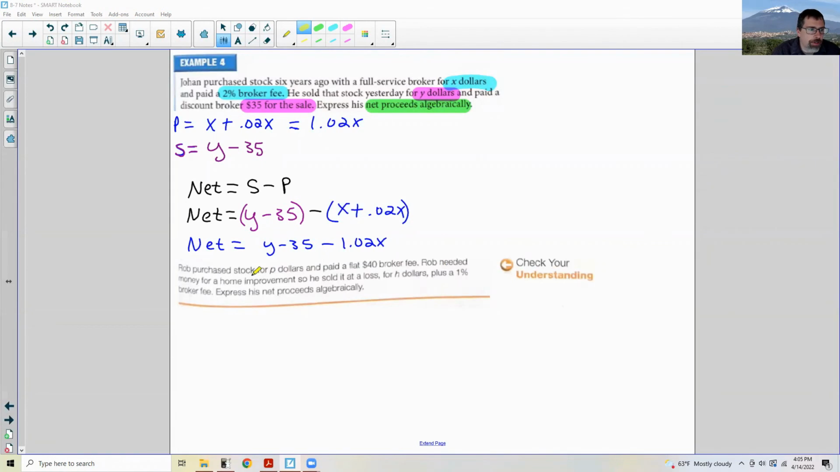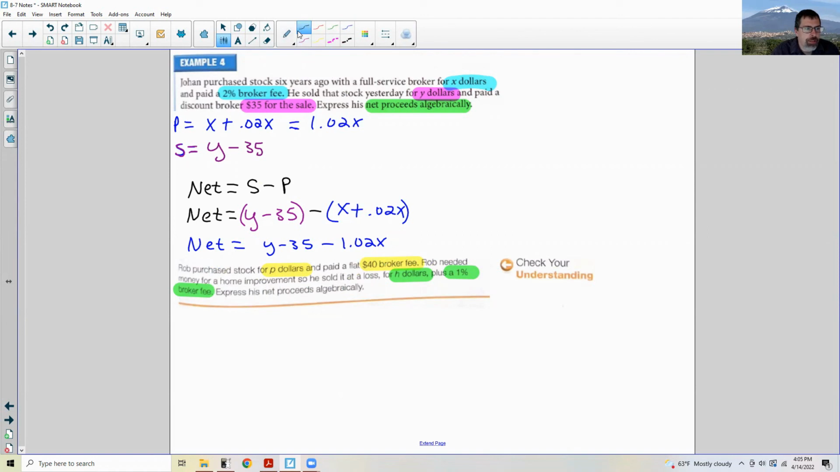Okay, so now to check your understanding, hopefully you tried this on your own. Rob purchased a stock for P dollars, and he paid a flat $40 broker fee. He needed money for a home improvement, so he sold it at a loss for H dollars. So here's what he sold it for, plus a 1% broker fee. Express his net proceeds algebraically. So now that I've highlighted everything, we're just going to go through it.